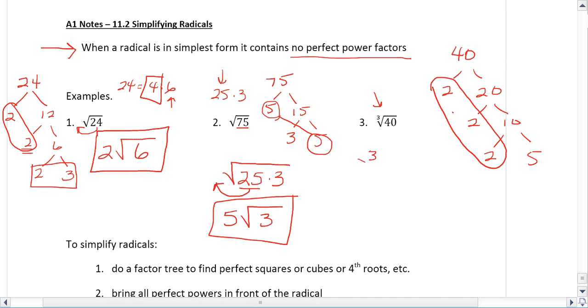So again, I'm going to be real Captain Obvious here and write this as 8 times 5. This is a perfect cube. The cube root of 8, we will do that cube root, and it will come and live out in front. The cube root of 8 we found is 2. So this becomes 2 cube root 5.